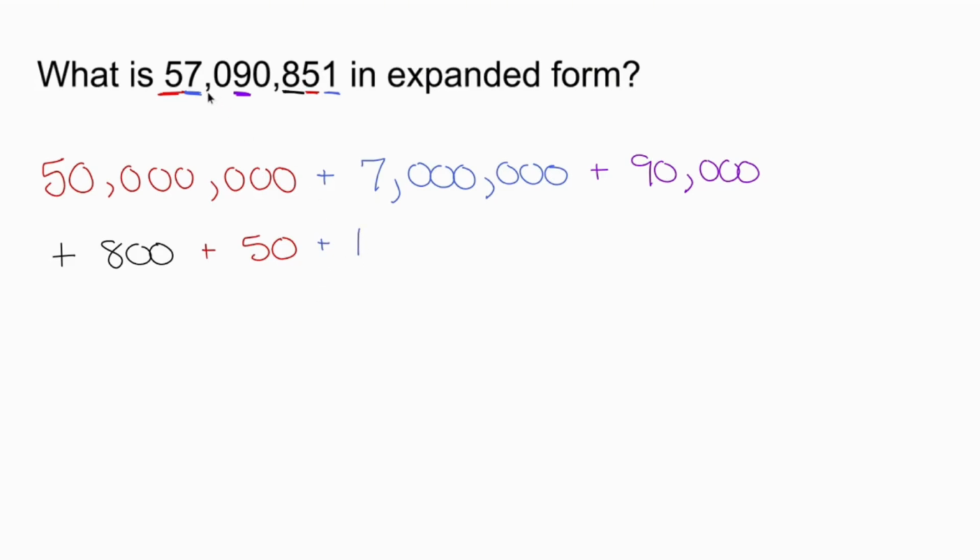So 57,090,851 in expanded form is 50 million plus 7 million plus 90,000 plus 800 plus 50 plus 1.